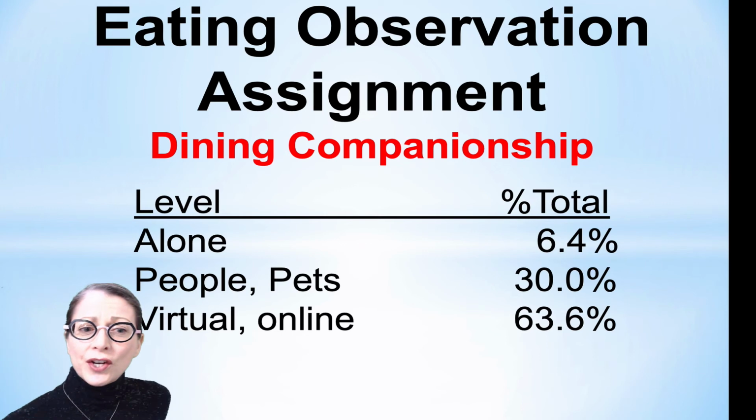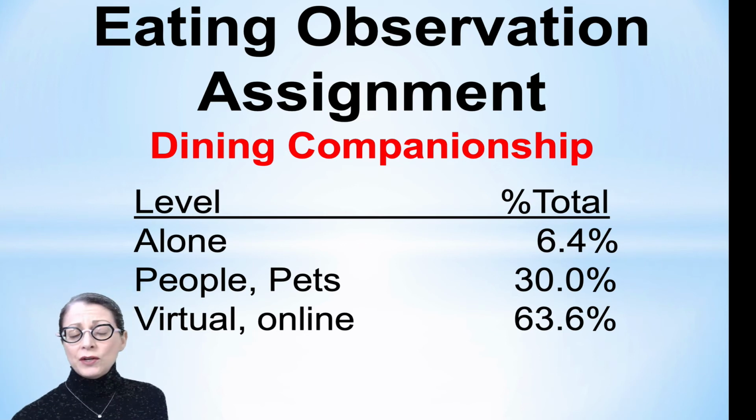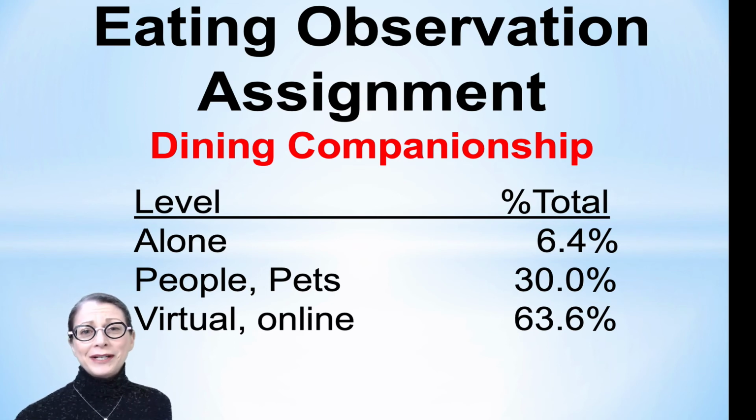Dining companionship, 6.4% of you dine alone, 30% of you dine with people and or pets, and 63.6% of you dine with what I would consider the virtual companion or online. And that means that you were on Facebook, on social media, talking with someone on a FaceTime call or Skyping, watching a movie, watching TV, doing homework online.